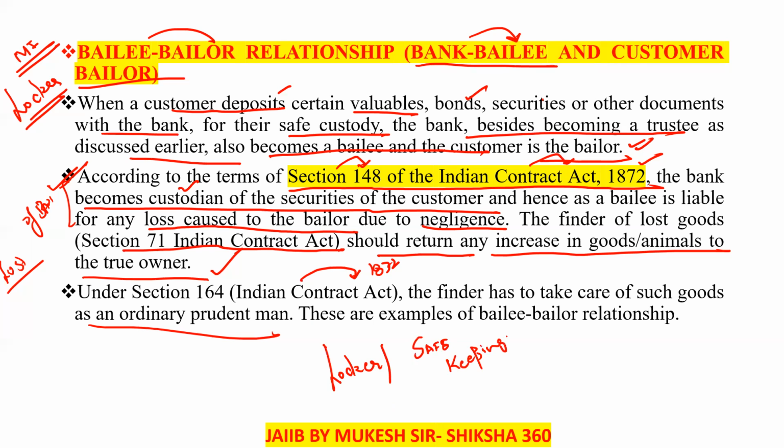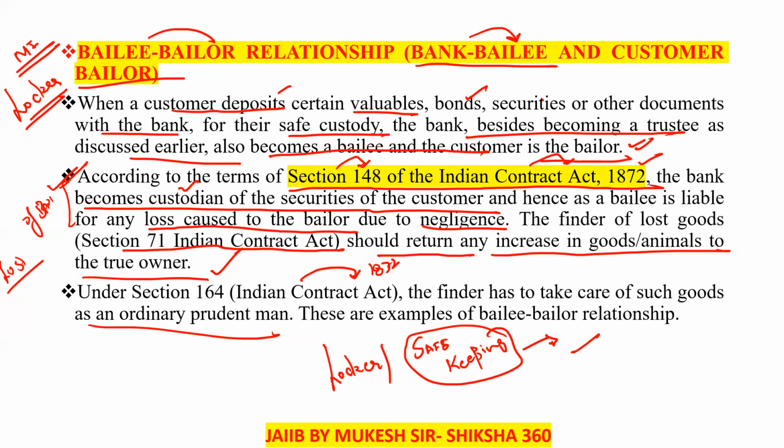You are keeping some of your documents with the bank, and the bank will know what is present in that polythene or envelope. In the case of the locker, the bank does not know anything regarding what the customer had kept in the locker. So these are some of the basic differences between these things.